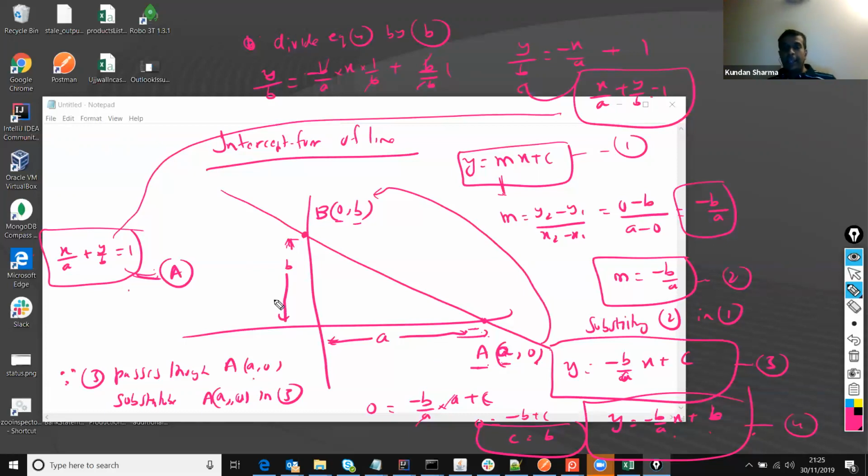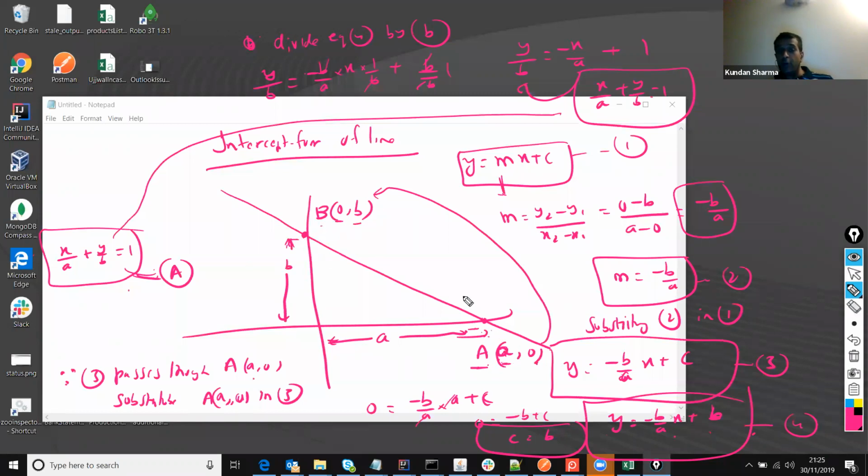I said that if I have a straight line which makes an x intercept of a units along the x-axis and an intercept of b units along the y-axis, then the equation of the line is of the form x by a plus y by b is equal to 1. Right? So I said that I have to prove that this is the equation of the line. How do I prove that? I know that if the line has made an intercept of a units along the x-axis, I can find out the coordinates of this point a, which is a comma 0. If I know the line has made an intercept of b units along the y-axis, I can find the coordinates of point b. It will be 0 comma b.